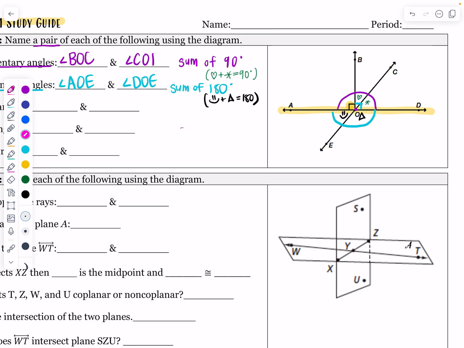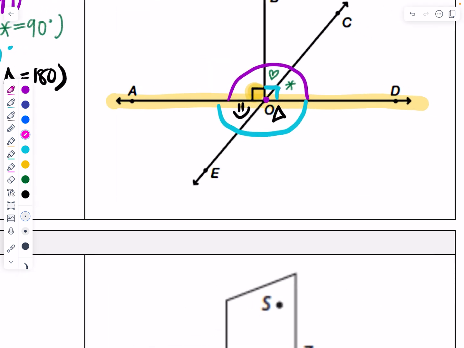We'll go pink. We have heart, we have a star, we have a smiley face, we have a triangle. I will also do a, y'all, I'm blanking. Okay, let's do a balloon. I don't know why that's where my brain is going. We'll do a balloon, okay?